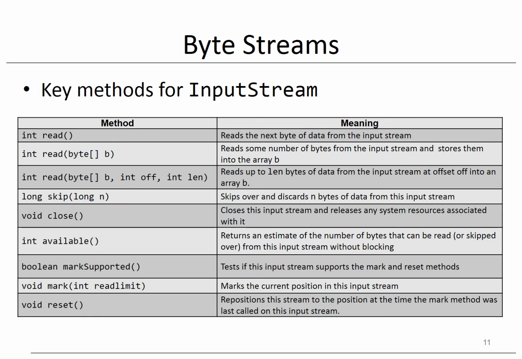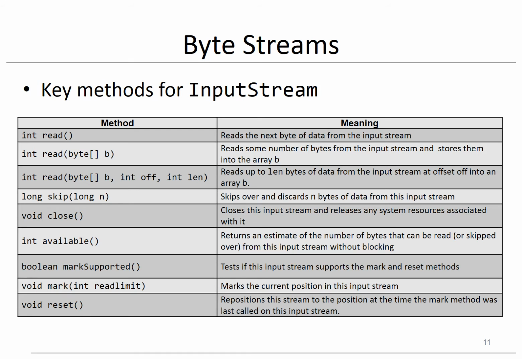Here you can see some key methods for InputStream. The method read reads the next byte of data from the input stream. It returns -1 if the end of the stream is reached. The second method reads some number of bytes from the input stream and stores them into the array b. It returns the total number of bytes read into the buffer, or -1 if there is no more data because the end of the stream has been reached.